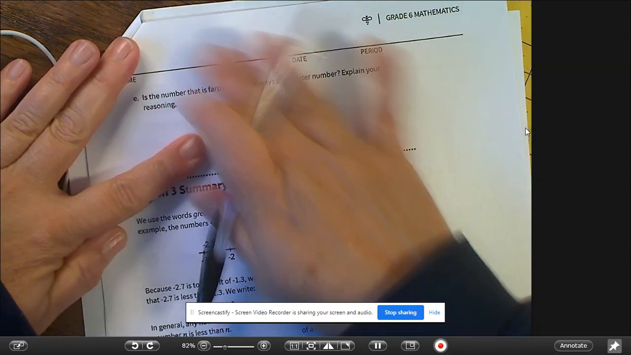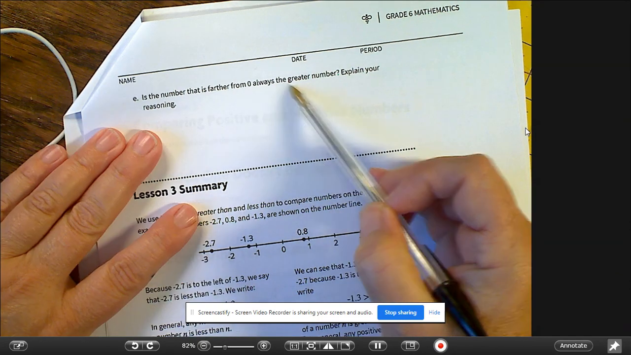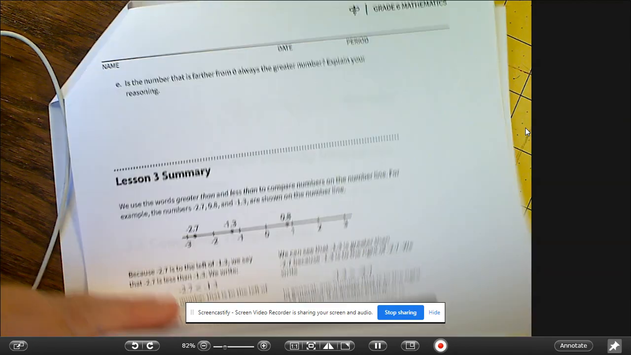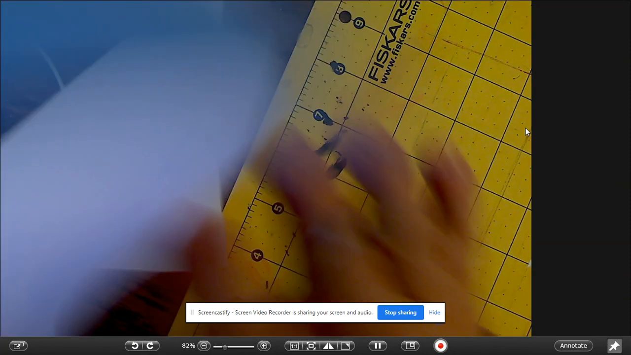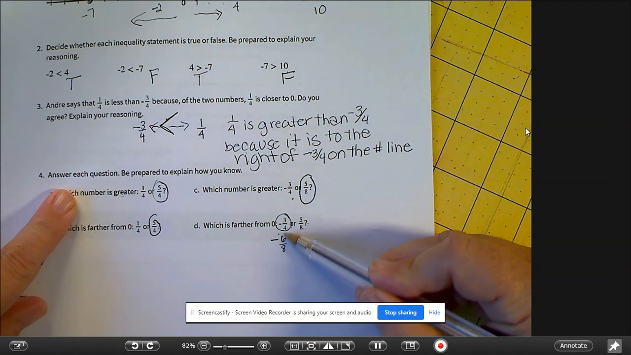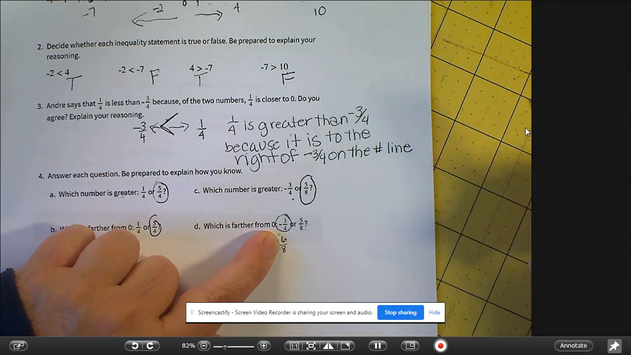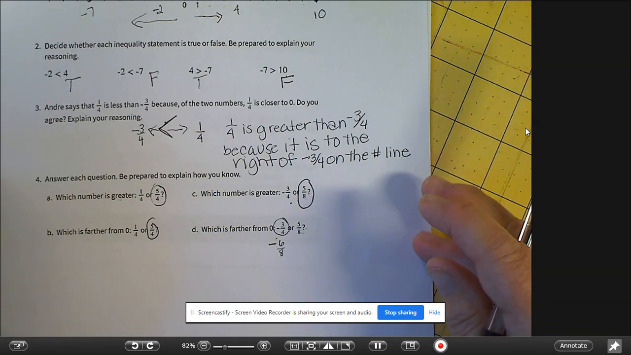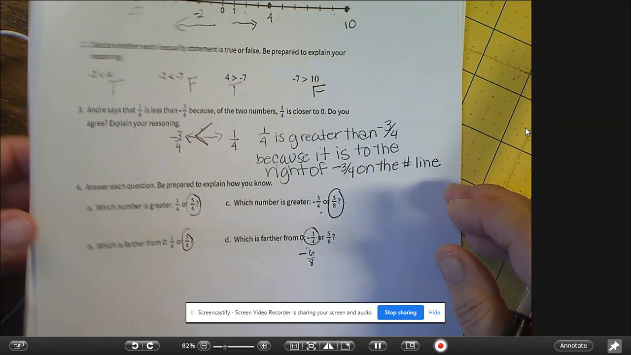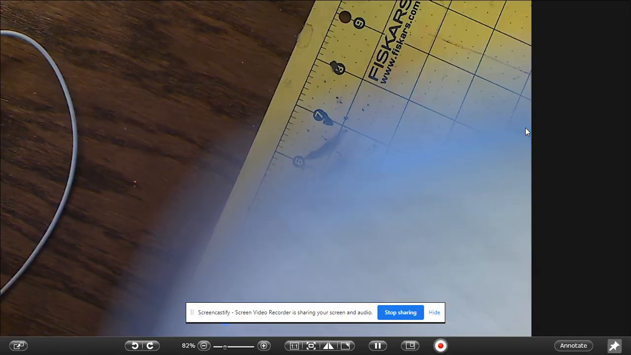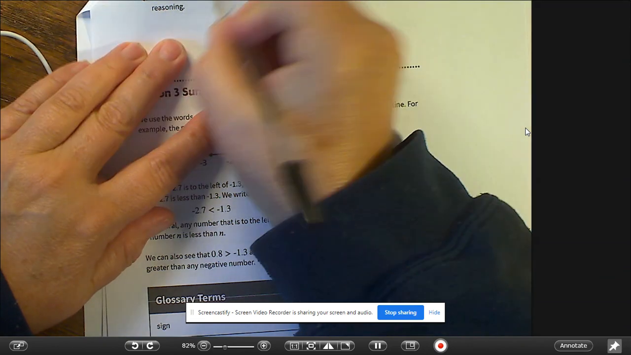And the last one, is the number that is farther away from 0 always the greater number? Well, we just proved in the last one, negative 6/8 was farther from 0 because distance is always positive. So you can just look at how many spaces it takes to get there. It doesn't really matter in that case whether it's positive or negative when they're asking which is further from 0. You're just counting the spaces between that and 0. So the answer to this is no.